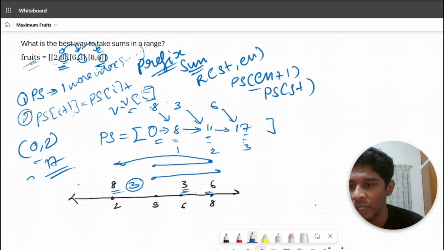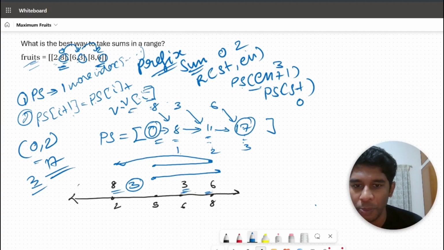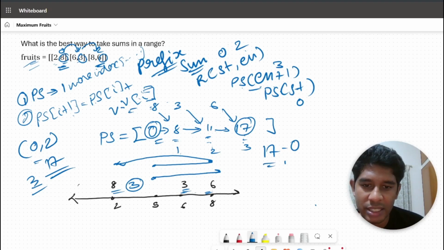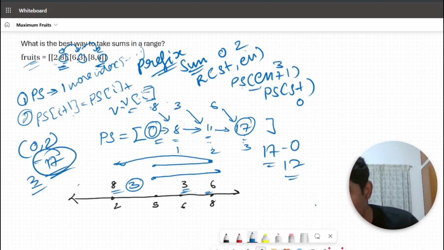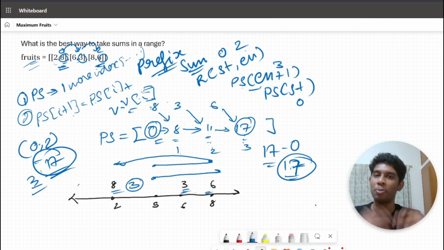So here you had to do 3 addition operations, but in this prefix sum concept, we just need the same thing, 0, 2. So ps of 2 plus 1, so ps of 3 minus ps of 0. Right, start is 0. So ps of 3 is what? 17. ps of 0 is what? 0. So 17 minus 0 is 17, right? We got the exact same answer in both places, but here I just used the subtraction operation once, and here I did the add operation 3 times.